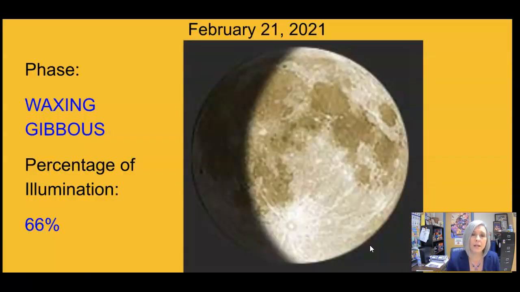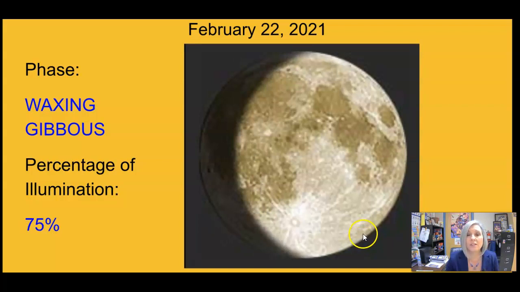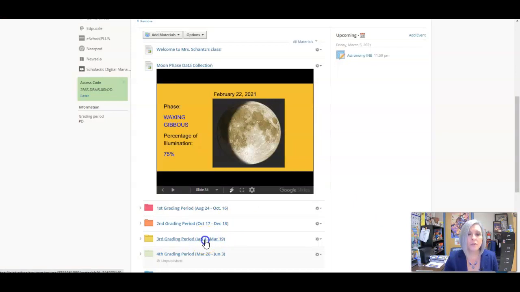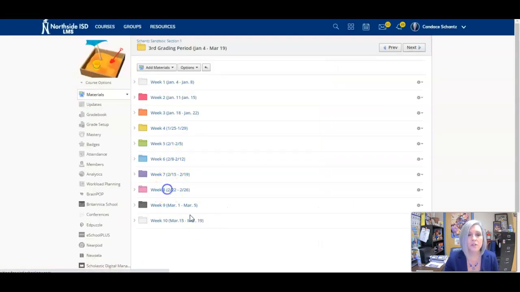If we look at Sundays, we were still at a waxing gibbous up to 66%. And then today, we are up to 75%. This would be considered a perfect waxing gibbous. All right, so we've seen a lot of changes, and let's see how it ends this week. Let's go back into our Monday folder and see what we need to do today.